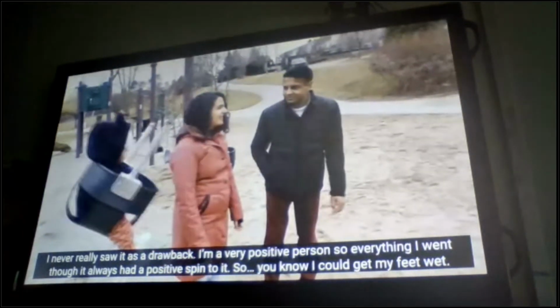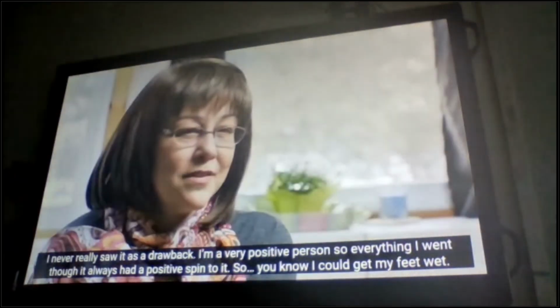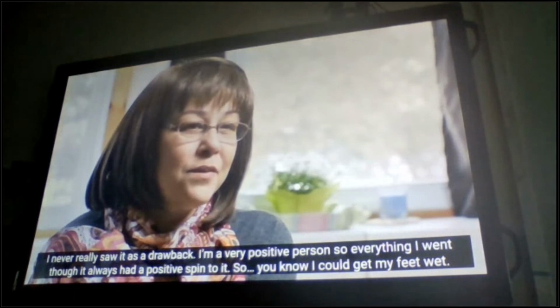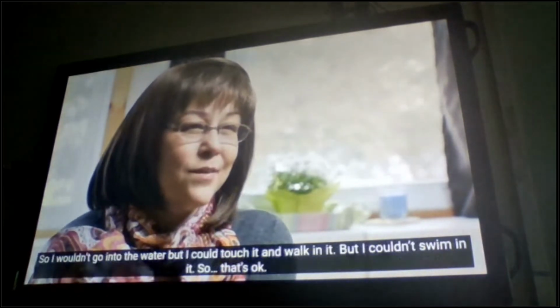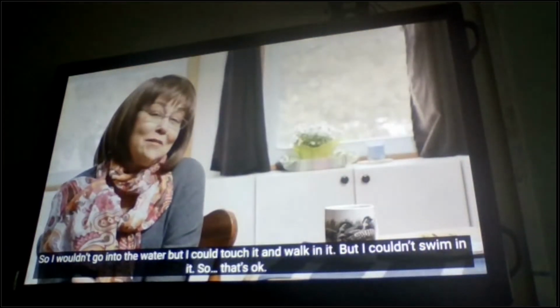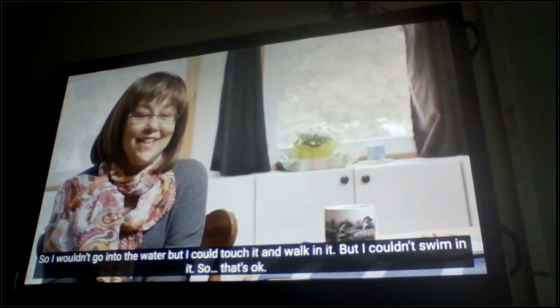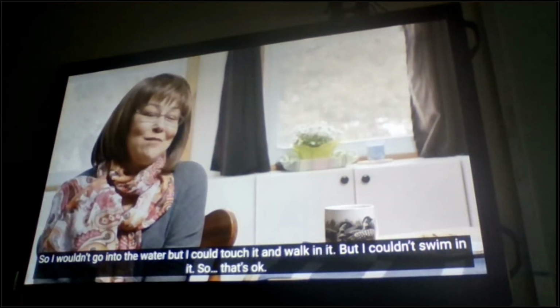I really never saw it as a drawback. I'm a very positive person, so everything that I went through, it always had a positive spin to it. So, you know, I could get my feet wet. I couldn't go into the water, but I could touch it and I could walk in it, but I couldn't swim in it, so that's okay.